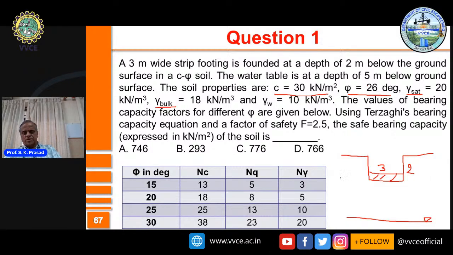It is said that the water table is at 5 meter below the ground level or 3 meter below the base of the foundation. Therefore, no chance for saturation to happen. So it is more rational to consider gamma bulk. The values of bearing capacity factors are given here. These are the values which are given.